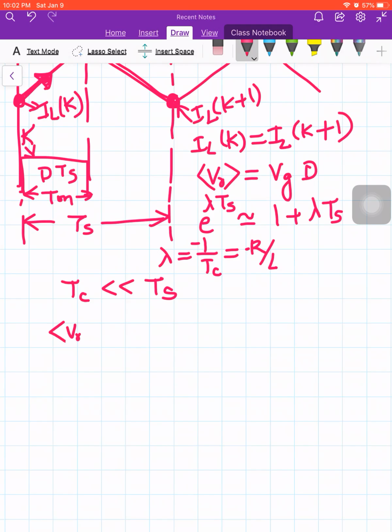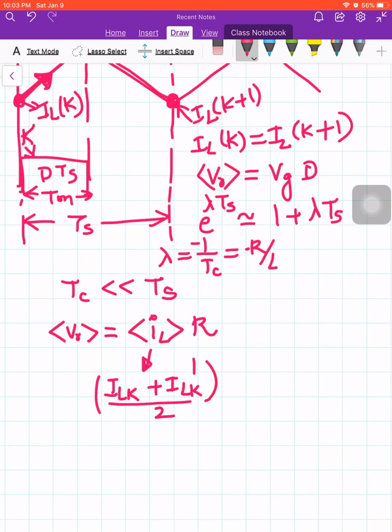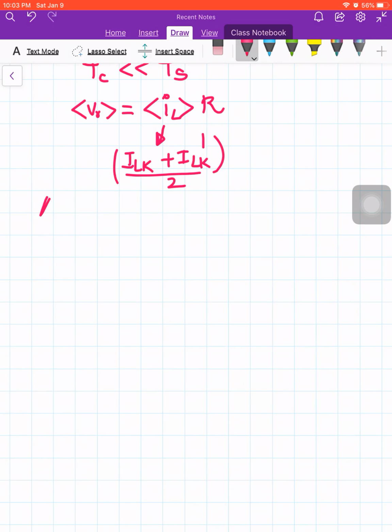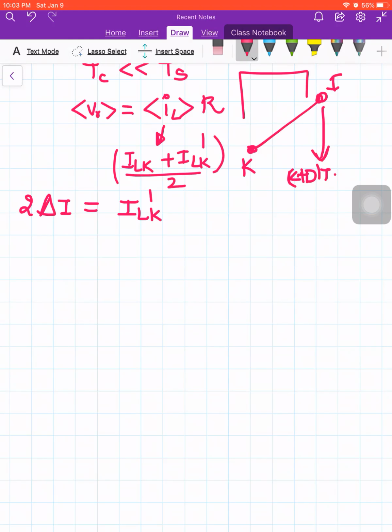Why? Because the average voltage is equal to the inductor average current, which we have derived using ILK plus ILK dash by 2, into resistance. So now we'll try to find out the ripple current delta I. We are calling it 2 delta I, which is equal to ILK dash, the peak value at the instant k plus D into Ts. So at this instant, when a voltage of Vg is applied, the current goes to a value of ILK dash.